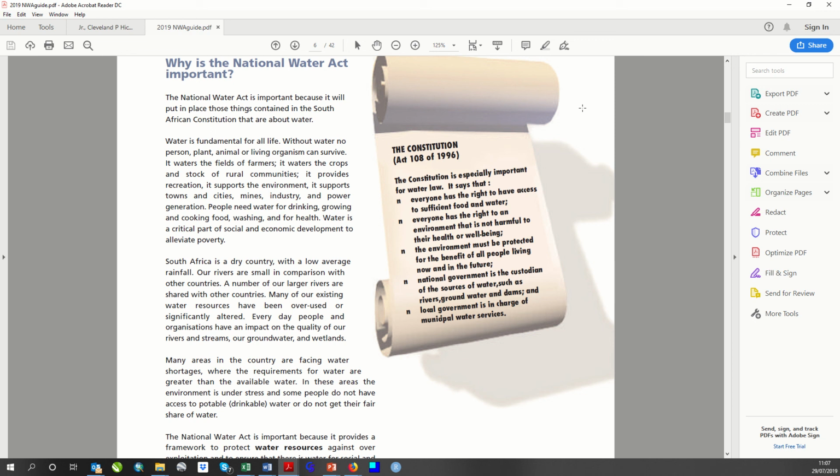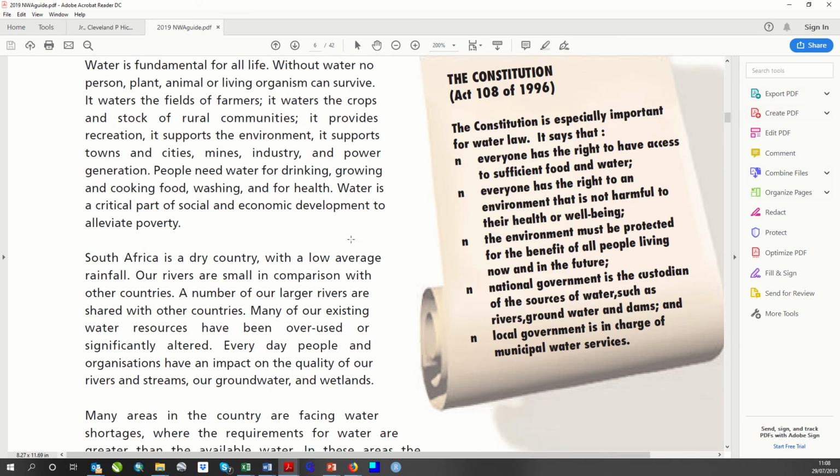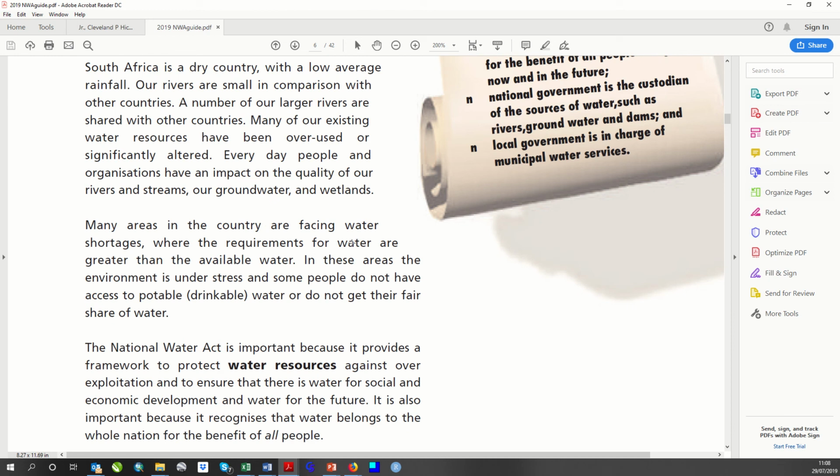And the Constitution then gives the foundations, the place where the act can be carried out. Okay. I think this is important here as well, guys. I just want to highlight this part for you. South Africa is a dry country with a very low average rainfall. Our rivers are small in comparison with other countries. All of the rivers in South Africa, together, are smaller than the Zambezi. The Zambezi River alone is larger than all of the rivers in South Africa. That's how small our rivers are.